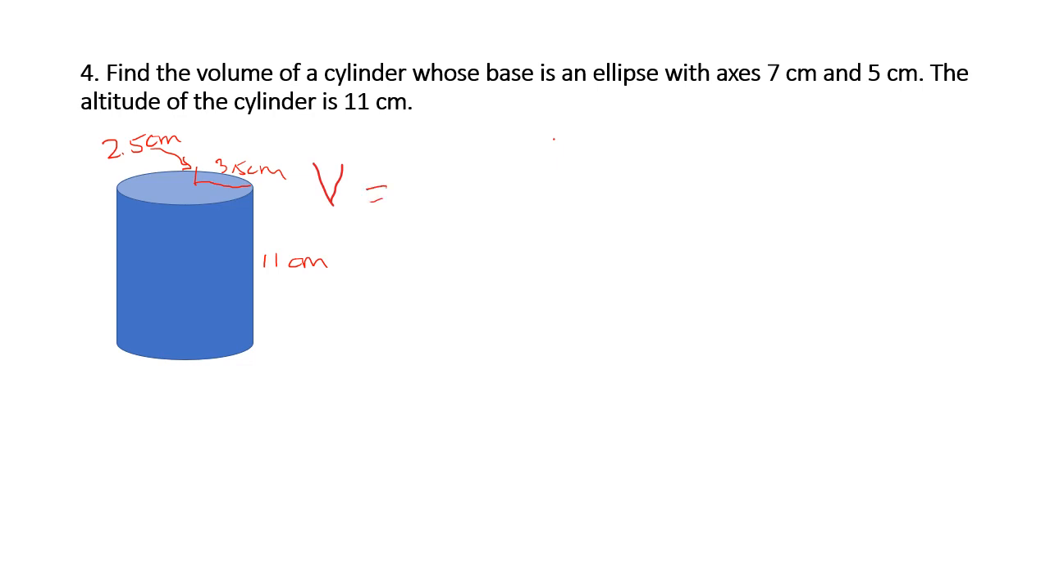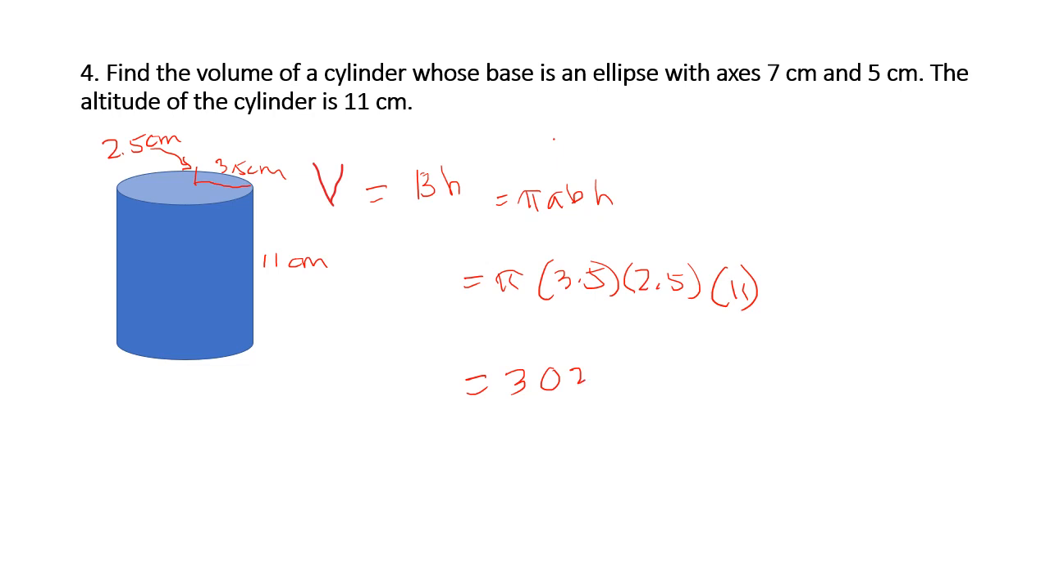Volume V equals BH, equals pi ab times H, equals pi times 3.5 times 2.5 times 11, equals 302 cubic centimeters.